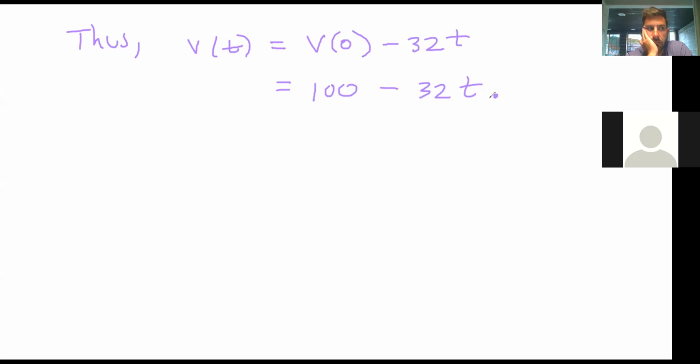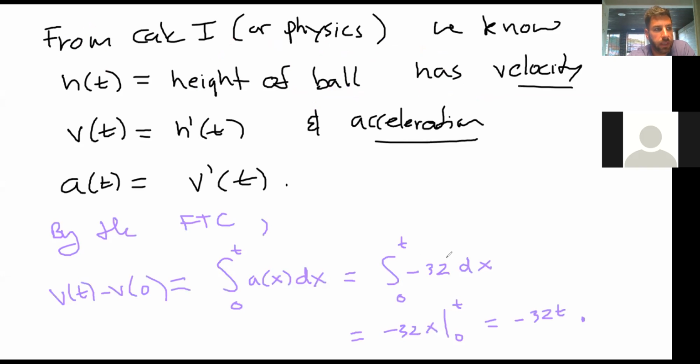The 32t. Okay, so if you go back to the previous slide, we're trying to integrate negative 32, right? What is the antiderivative of a number? It's just the number times the variable. So I get negative 32 times the variable. Now I have to evaluate it at t and 0. But I first plug in t.